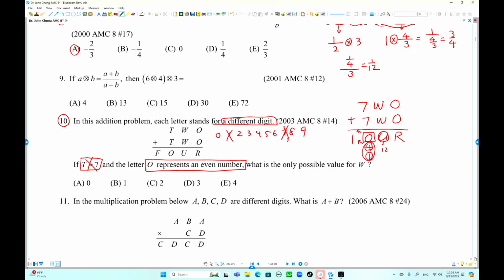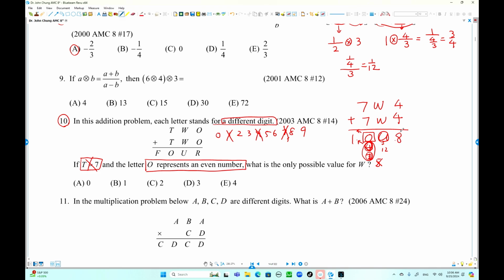One carried is one over here. 4 plus 1 can be 5. But we know that O represents an even number, right? So it can't be 5, so there's no carry over here. So O is 4. These are the same numbers, so you can replace with 4. So what is R? R is 8.